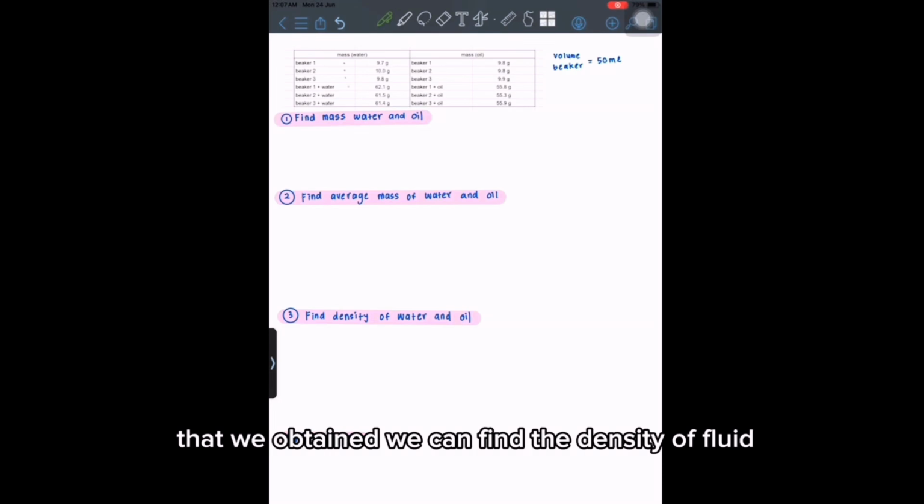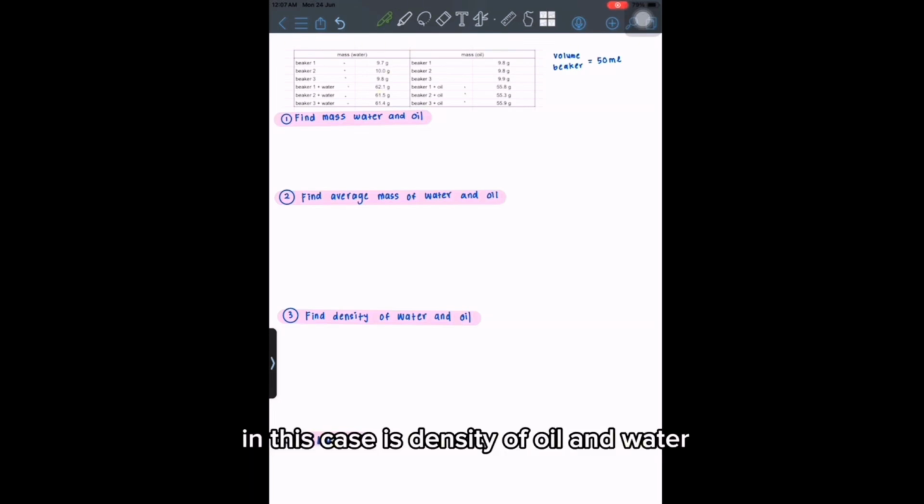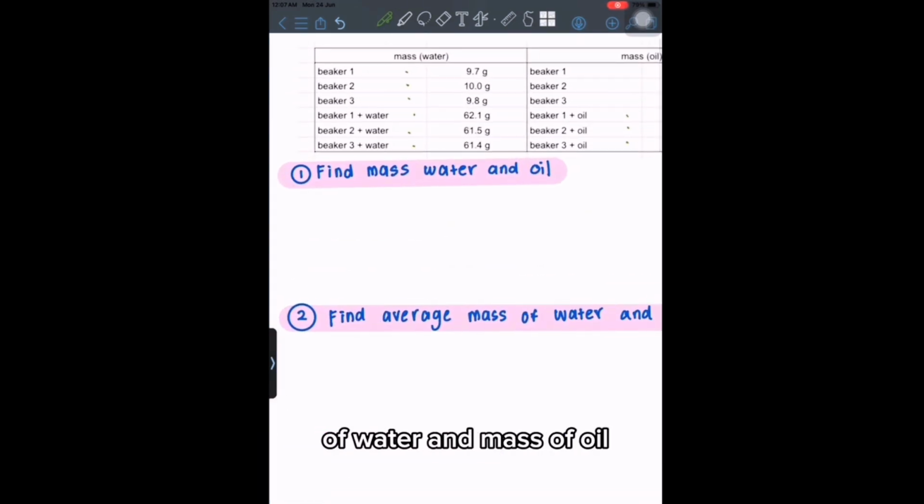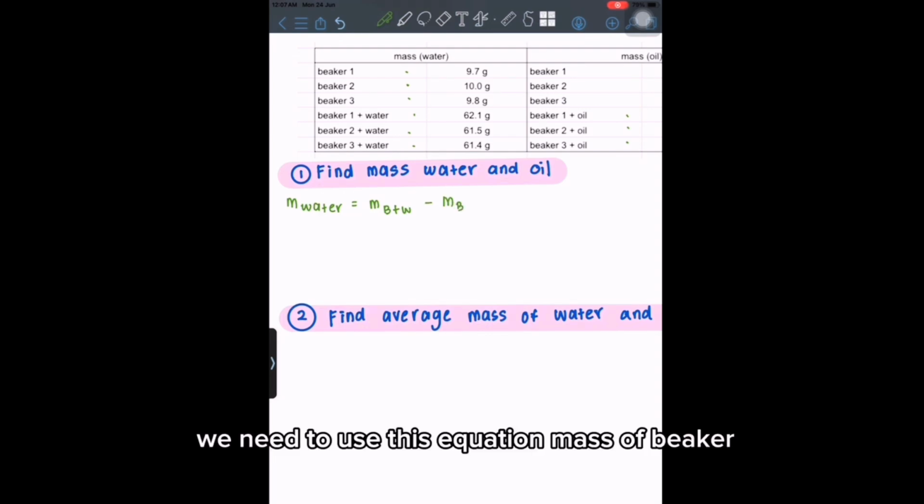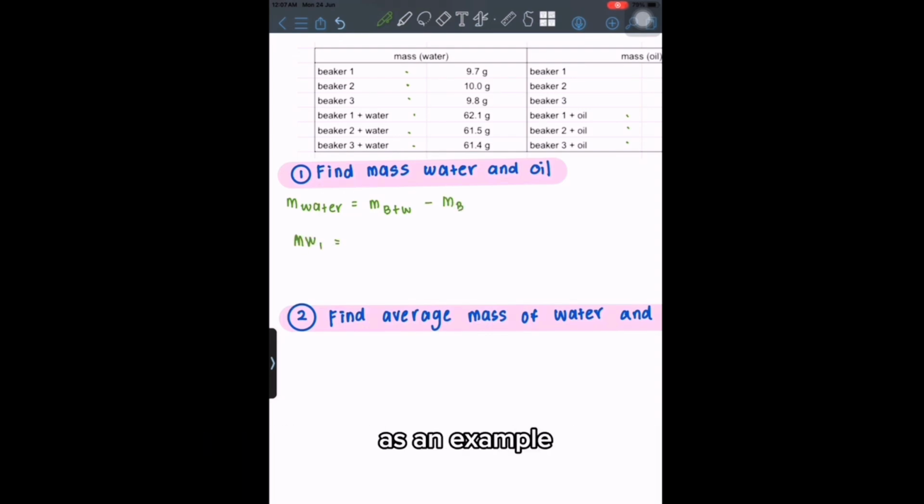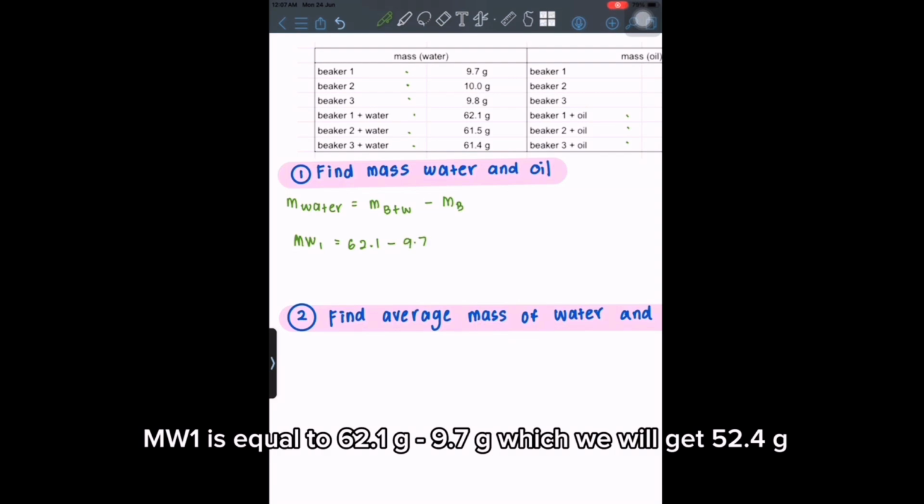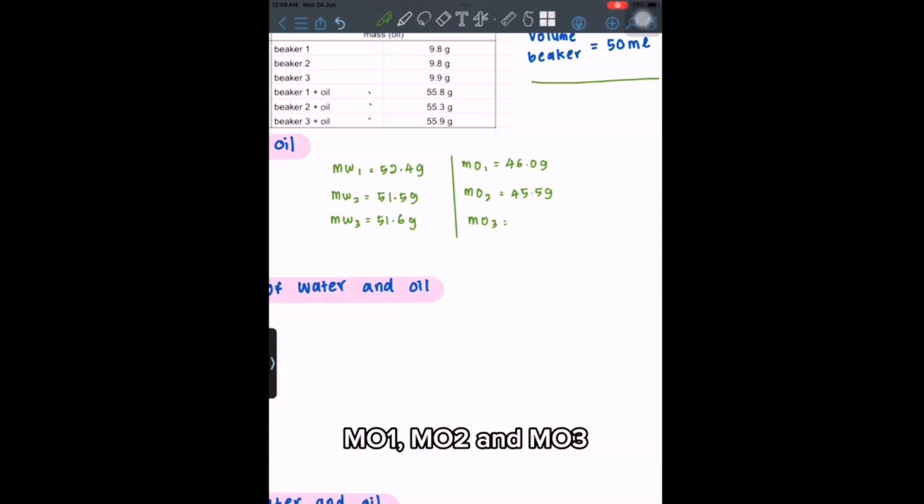Based on the data that we obtain, we can find the density of fluid. In this case, it is the density of oil and water. So the first step is to find the mass of water and mass of oil. In order to find the mass of water, we need to use this equation: mass of beaker filled with water minus mass of beaker. As an example, MW1 is equal to 62.1 gram minus 9.7 gram, which gives us 52.4 gram. Repeat the same step for MW2, MW3, MO1, MO2, and MO3.